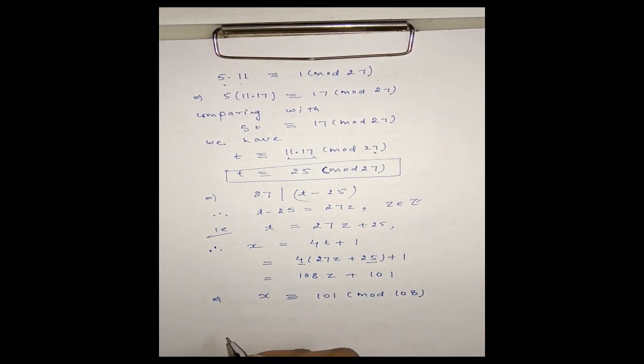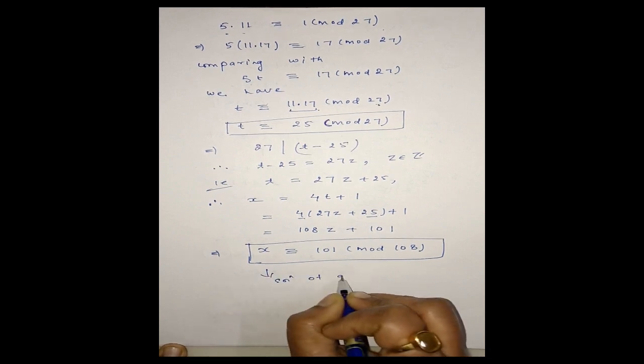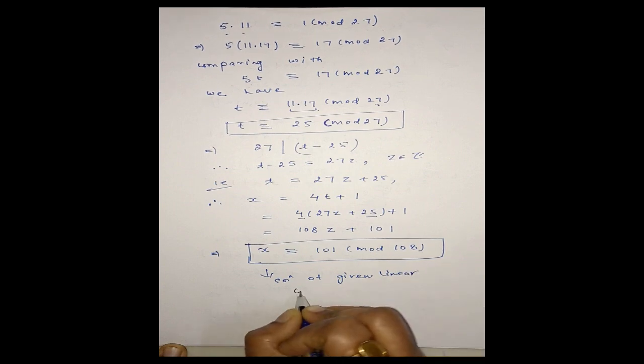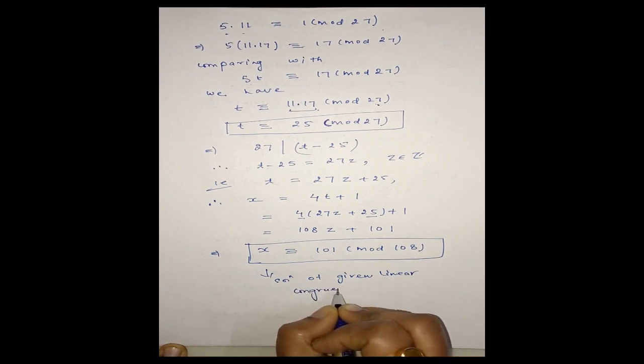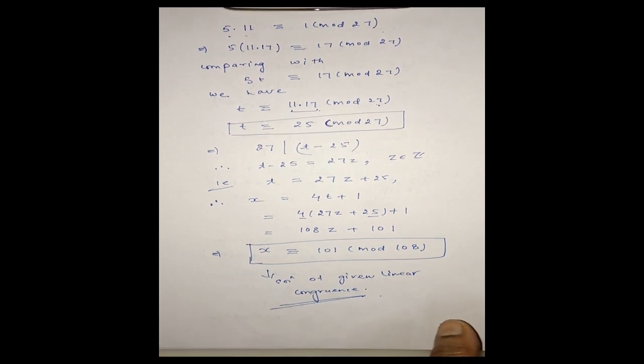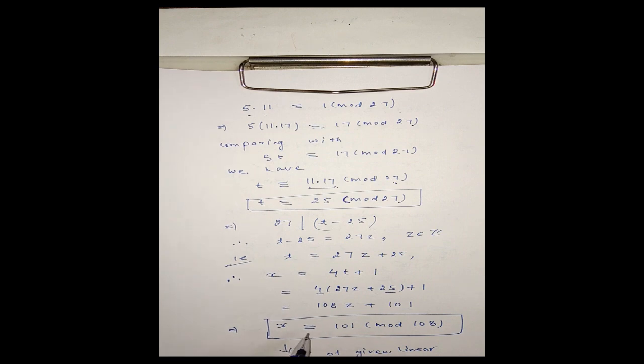Okay, I can write like this. Therefore, this is the solution of the given linear congruence. This is how we have to solve the given linear congruence. Clear? Now let us consider one more example.